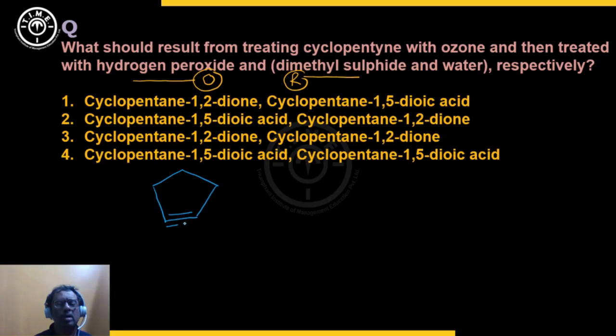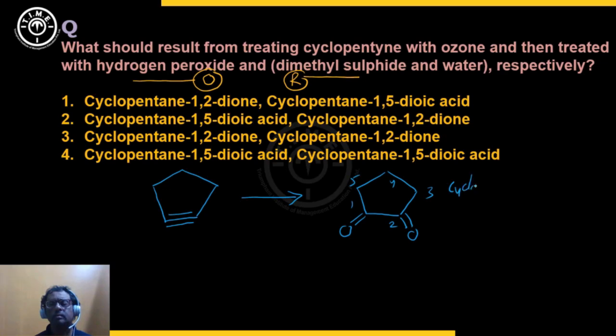You have a triple bond. So first do a reductive ozonolysis. What do we get? In reductive ozonolysis, you get a dicarbonyl compound. Double bond O and a double bond O. How do you name this? Number this 1, 2, 3, 4 and 5. So cyclopentane 1,2 dione.